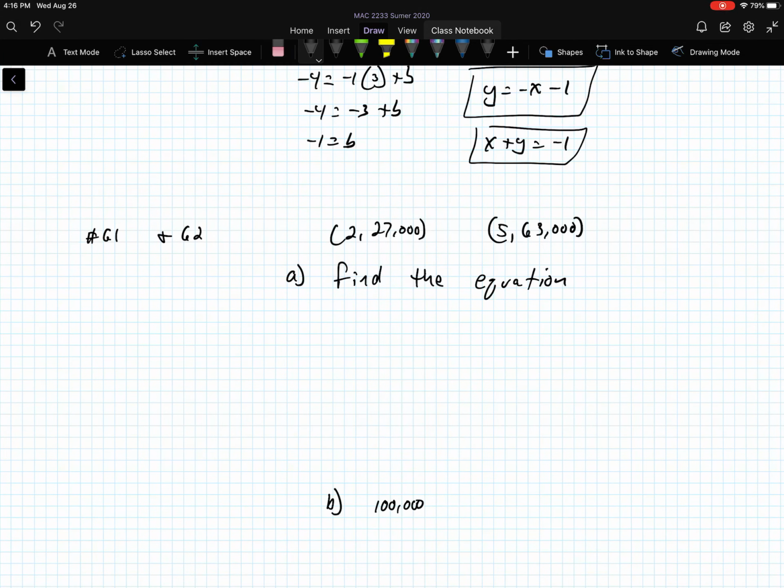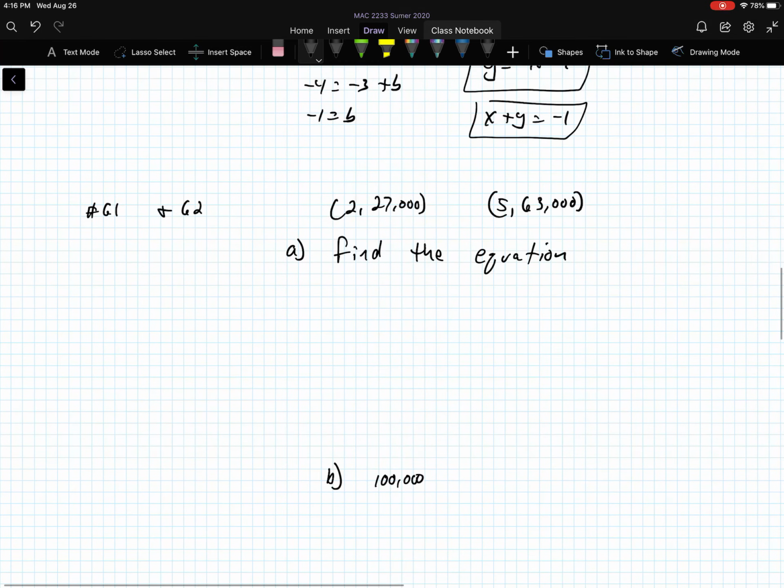All right, so number 61 is a word problem. This is what you're going to be seeing mainly on the midterm. So number 61 for A, it says the sales of a small company were 27,000 in the second year of operations, 63,000 in the fifth year. Let Y represent the sales in the X year, and then assume that the data can be approximated in a straight line. Find the slope of the sales line and give the equation.